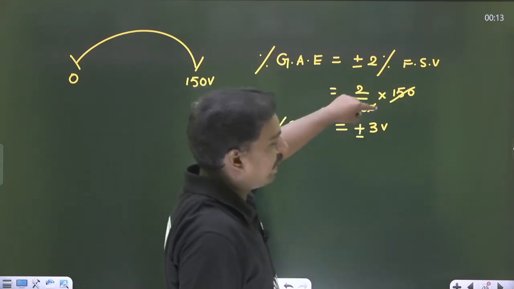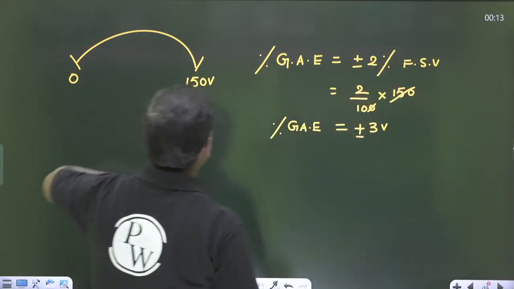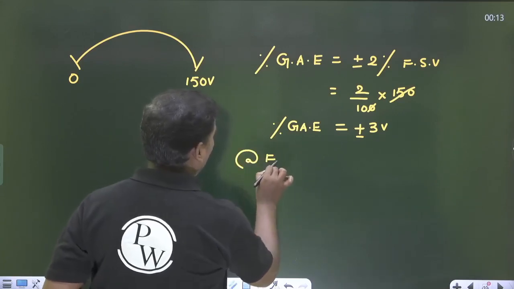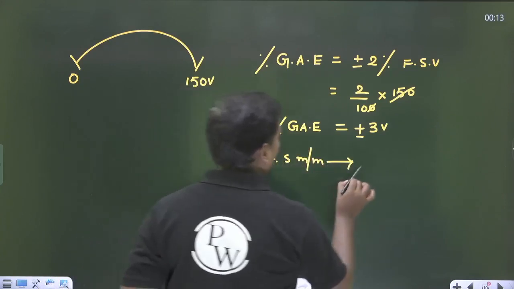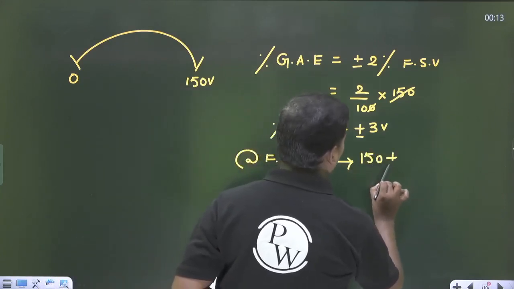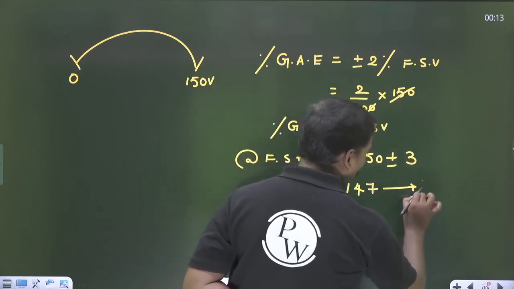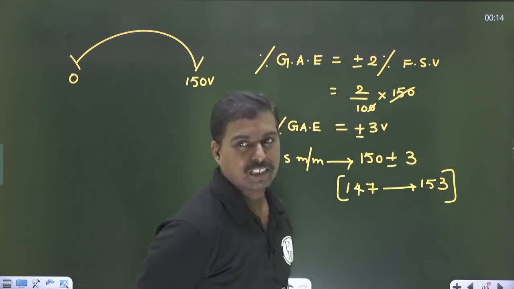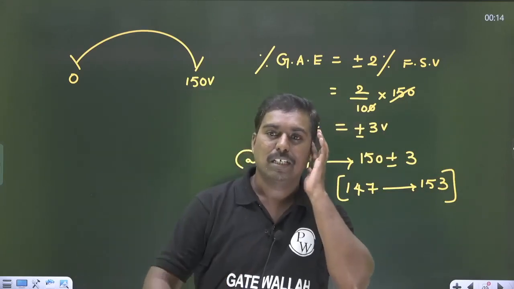2% of 150 is 2 by 100 of 150, which means 3 volts. So at full scale measurement, how much will this be? 150 plus or minus 3. That means you are going to get either 147 or 153. You understand? This much error is guaranteed. This much error is 100% guaranteed.